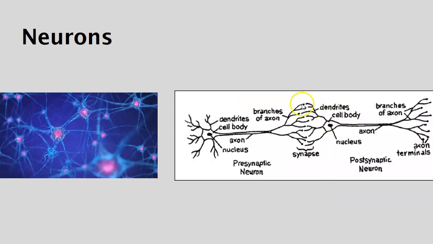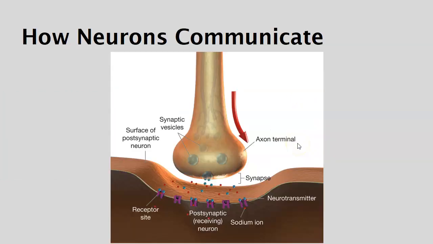So let's go back. We're going to focus in here on the ends of the axons of this presynaptic neuron that's going to send the message. Again, the action potential is going to travel down the neuron and reach this end here, where the neurotransmitters are going to be released from the synaptic vesicles. They're going to enter the synapse and move over and bind with the receptor sites of the dendrites of the receiving or postsynaptic neuron.